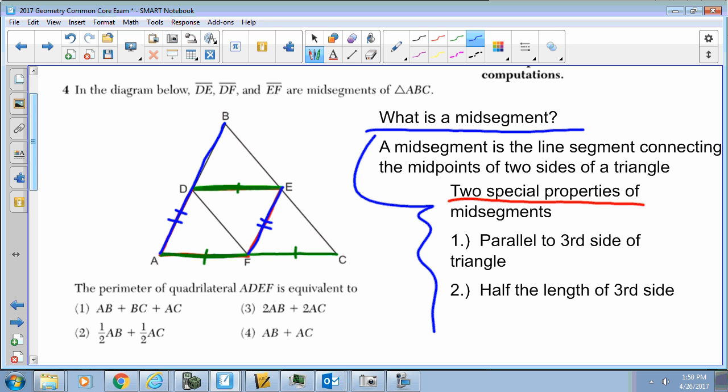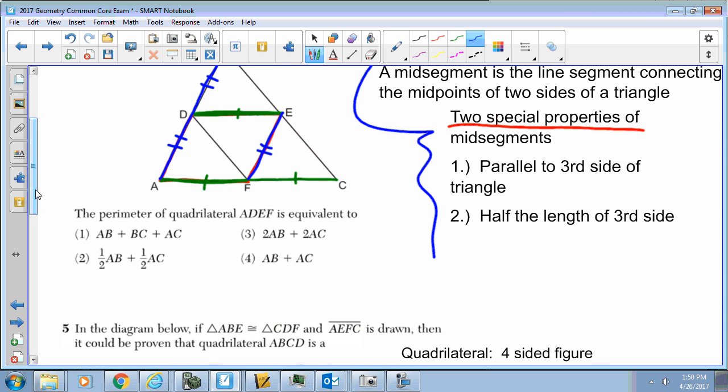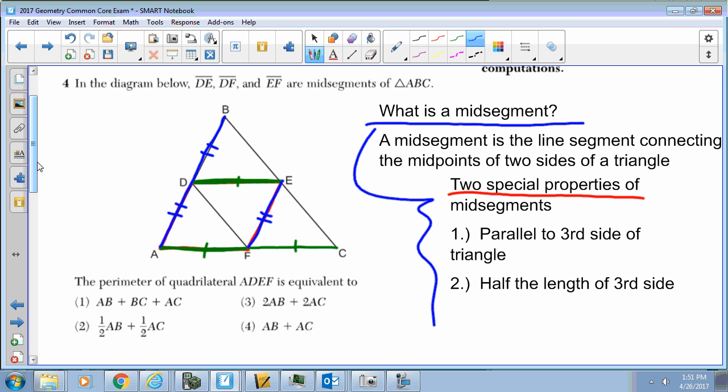So I'm going to put 2 marks because all those have to be the same. All right. So now if you're looking at these different options, remember perimeter, which is the outside. So adding up all the sides together, all right? Now, is it going to be AB plus BC plus AC? No, I don't think so.